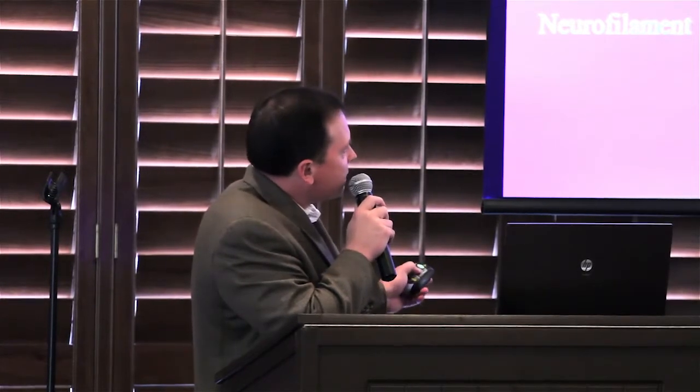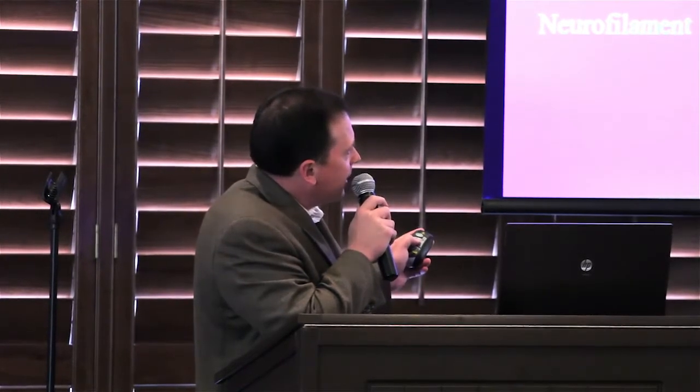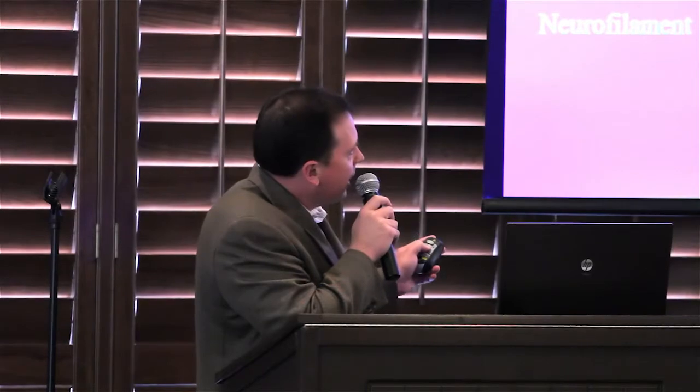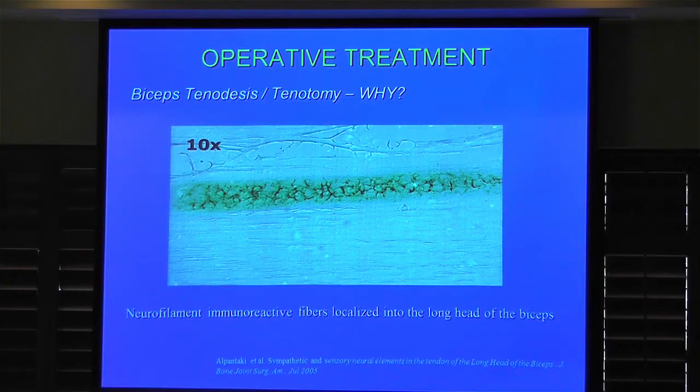But why does the biceps cause pain? Well, in 2005, anatomists in Greece were able to map out the sensory pain fibers right here in the long head of the biceps tendon. So pain fibers exist there, and cutting the tendon or moving it to a different location, such as underneath the pec, can give patients significant pain relief.